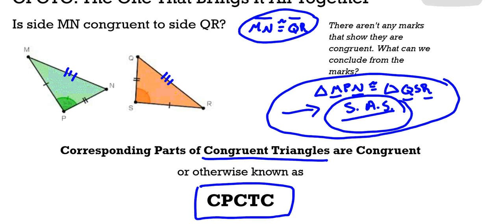You're going to get some more practice on this, and we're going to be doing some proofs on this. But this is definitely a must to have in order to explain away what we're trying to prove.